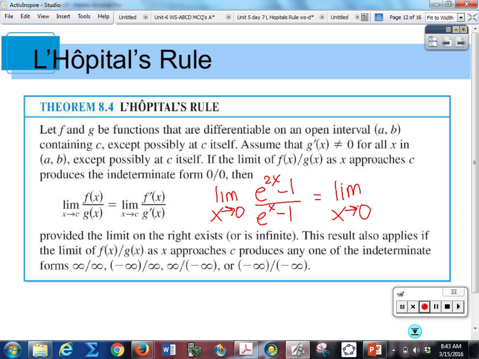What is the derivative of e to the 2x minus 1? Okay, so you have e to the 2x times 2, and the derivative of 1 is just 0. Okay, and then the bottom one is just going to be e to the x. So now what happens when I plug in 0? I get 2 times 1 over 1, so the limit just turns to 2 without having to do some crazy factoring.